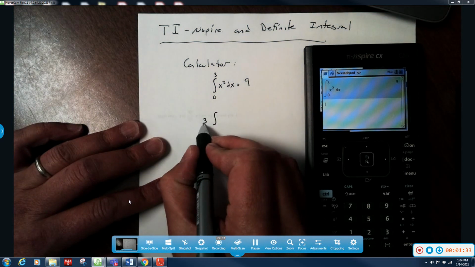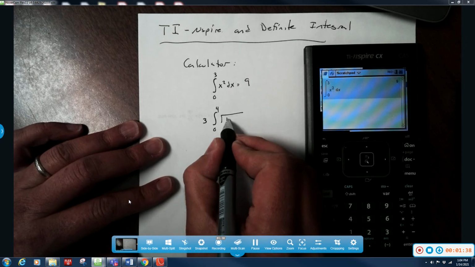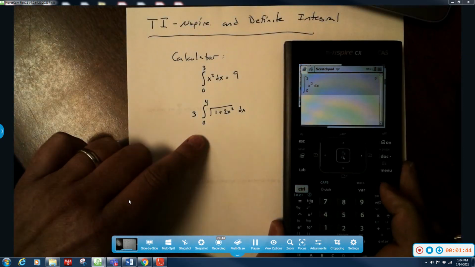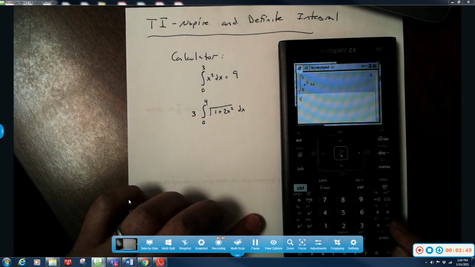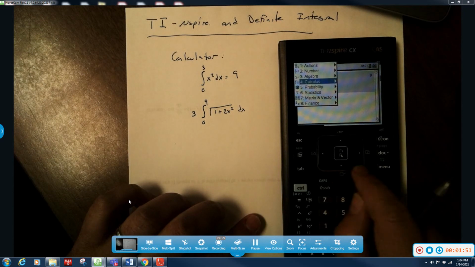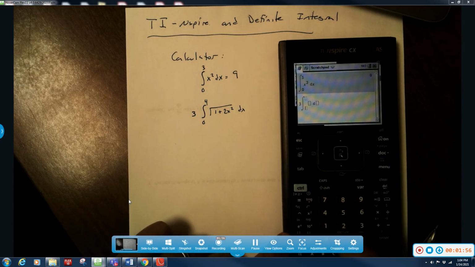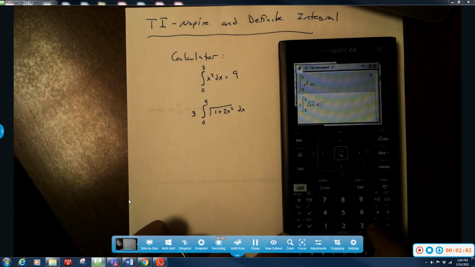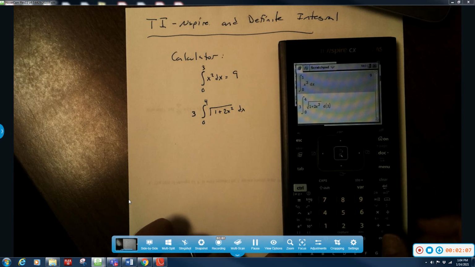What if I did something like this? 0 to 4 of the square root of 1 plus 2x squared dx. So let's say I want to find something like this. Well, I would type it in exactly the same way as it looks. I would go menu, calculus, integral, and I'm going to type it exactly as it looks, 0 to 4, square root of 1 plus 2x squared, and don't forget your differential. Oops, the differential is not 2, excuse me, it's x.